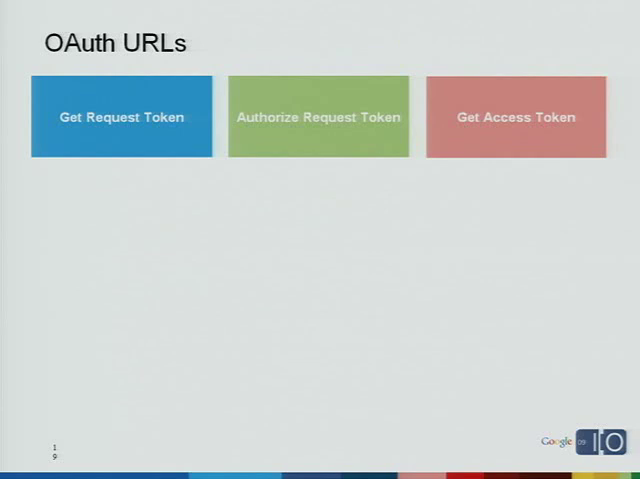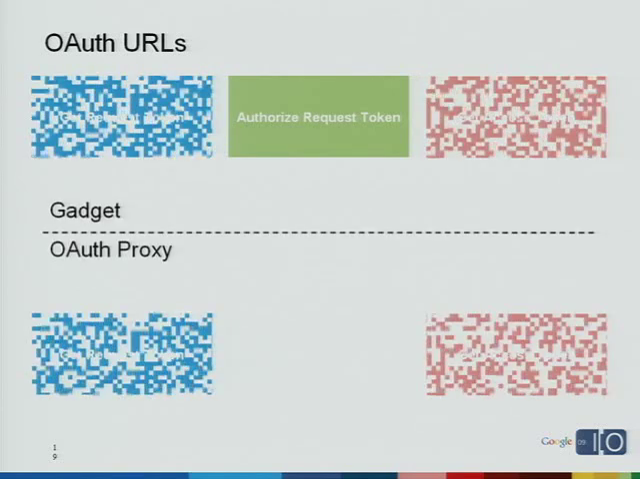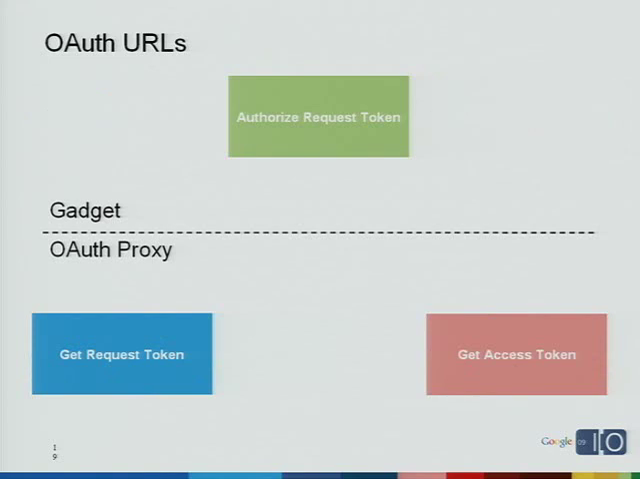So if you revisit, again, the three steps of the OAuth process that I mentioned earlier, you'll see that the OAuth Proxy is going to handle the request token step and the access token step for you. As a gadget developer, you'll mostly be concerned with redirecting the user in order to authorize the request token.